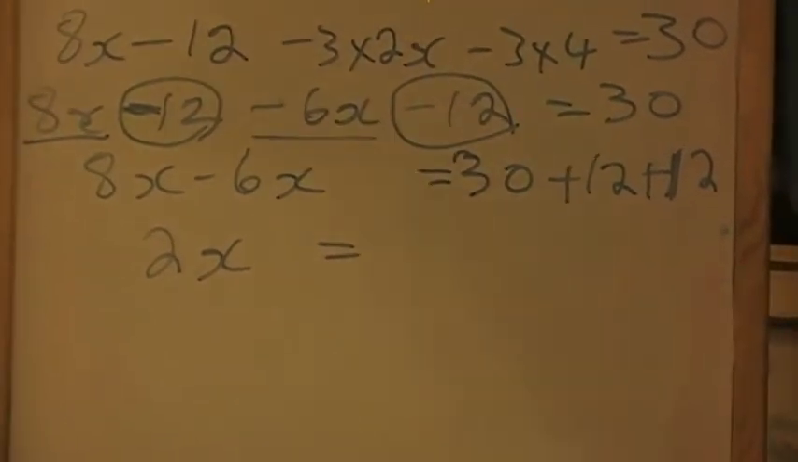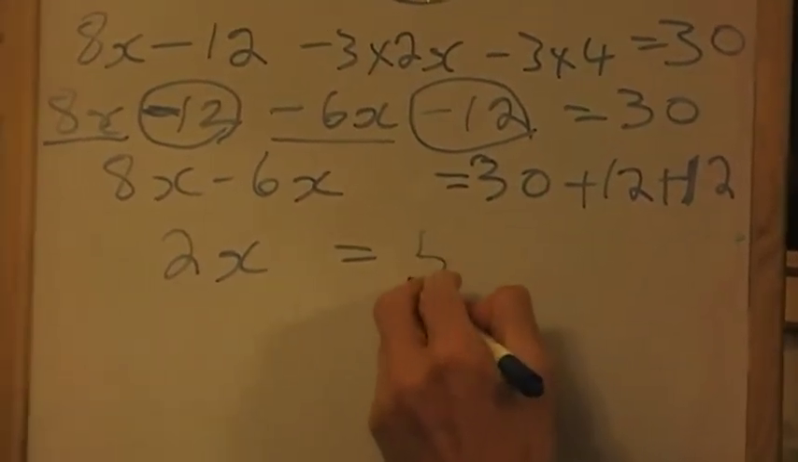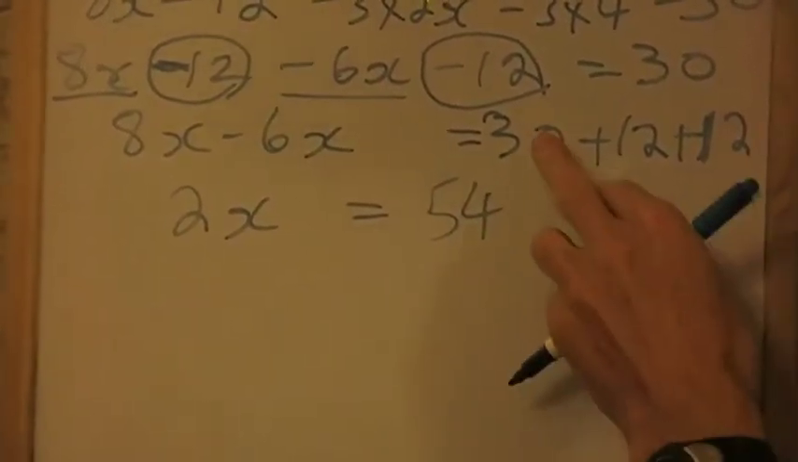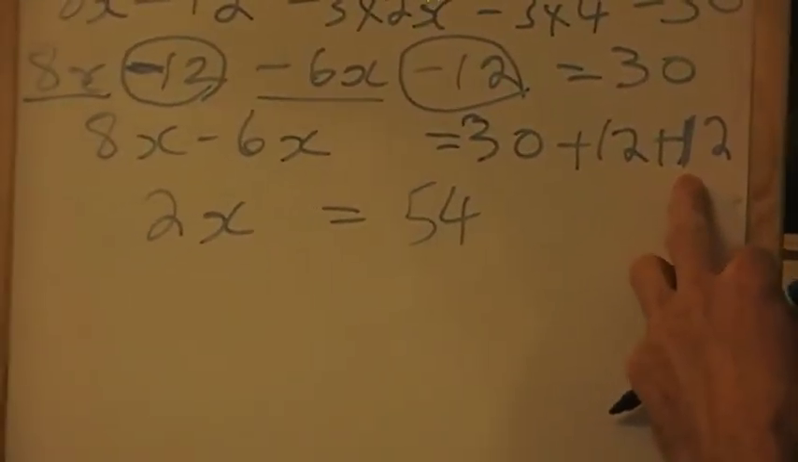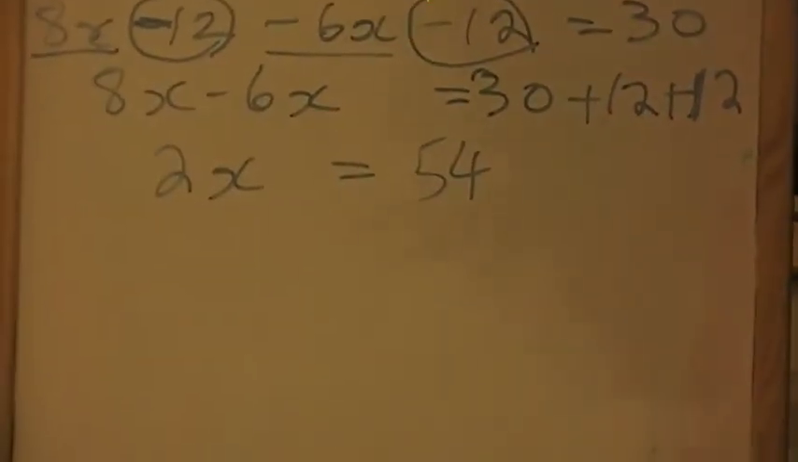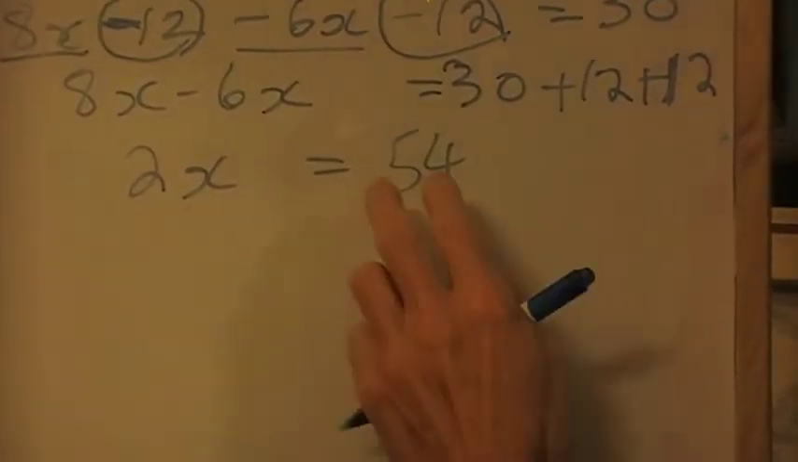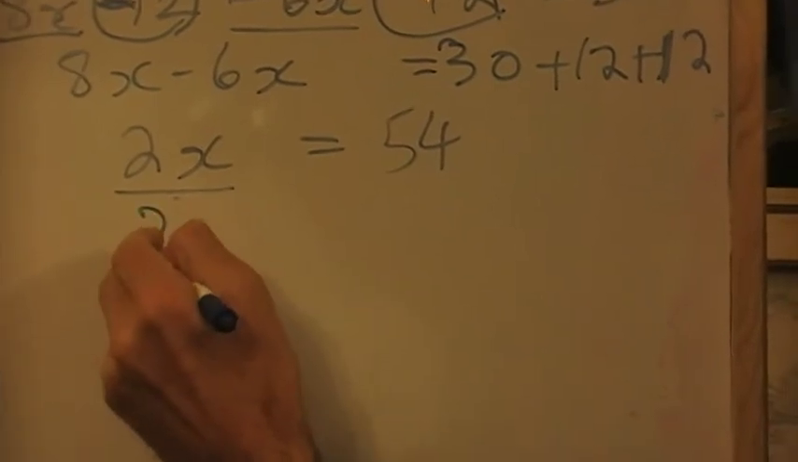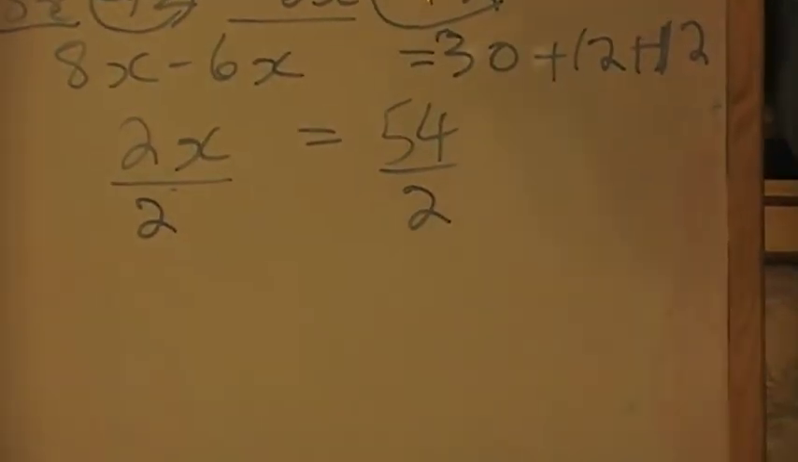30 plus 12 is 42, and 12 makes 54. We just check that. 30 and 12 is 42, and 10, you can do it like that, is 52, and 2 is 54. Now just like we did in the previous equation, we now divide both sides of the equation by 2, because we're trying to find the solution for x.